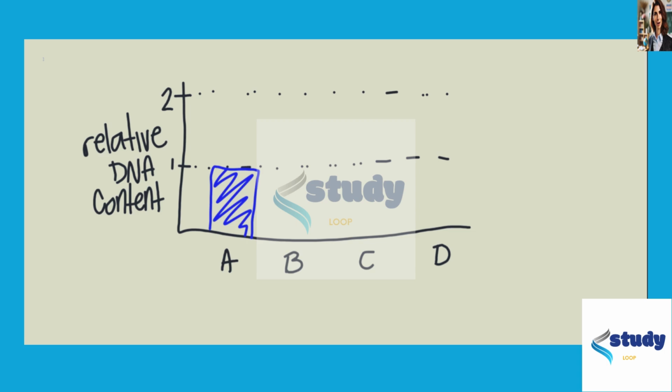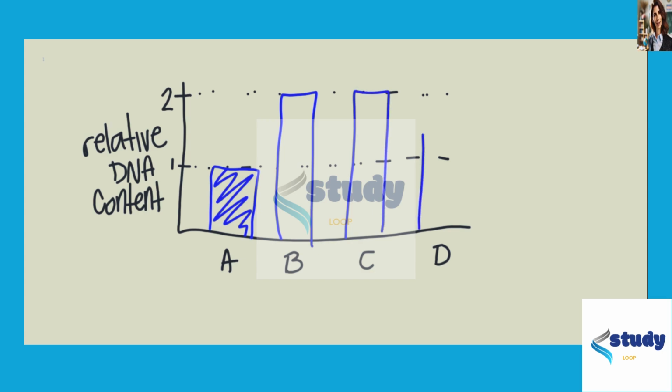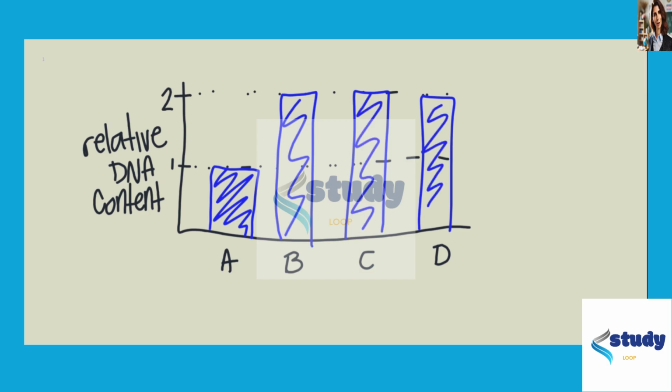So we take our first sample, sample A, right, and we get a relative DNA content. Since this is the first sample, its relative DNA content is 1 because we're comparing it to the first sample, right? And then we move on to the next samples, and the next samples all have a relative DNA content of 2, right? So that means it has double the DNA content of A, because A had 1 and these all have 2.